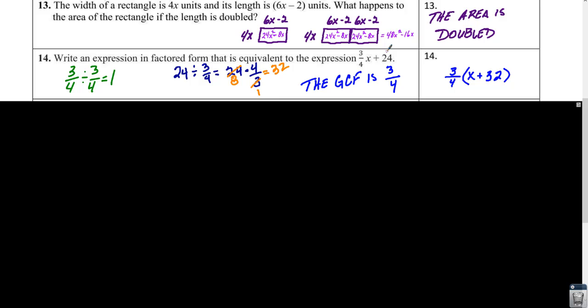So remember, when you're doing factored form, what you're looking for is the biggest number that goes into both. Well, in this case, the biggest value that goes into both 3/4 and 24 is 3/4. 3/4 goes into 3/4 itself one time. We can see that right here. And 3/4 goes into 24 32 times. Remember, goes into means divides into. So if I divide 24 by 3/4, I get 32. And so my factored form would be 3/4 times x plus 32.